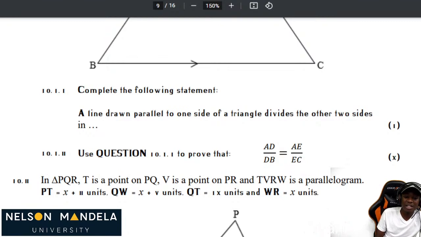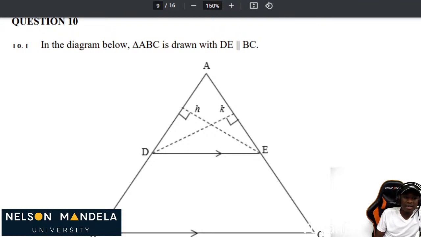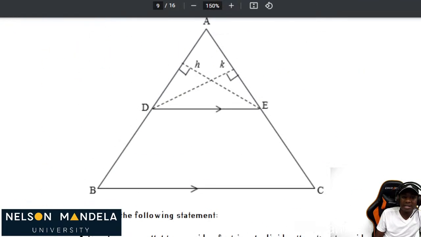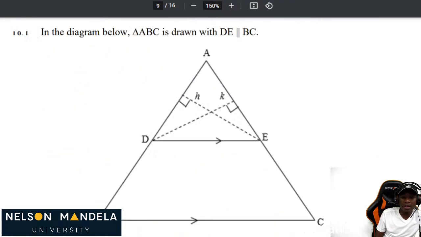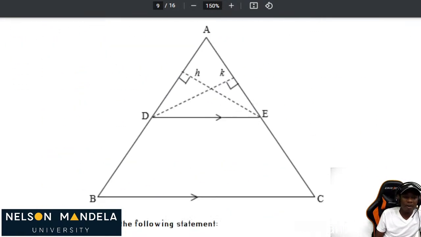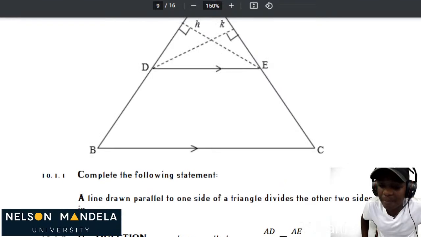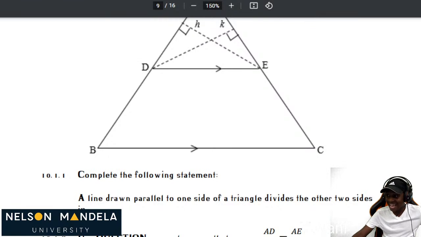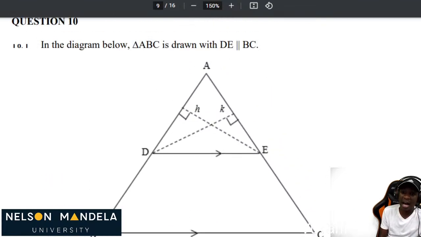Now they are saying that we use this theorem and prove that AD, where is our AD? AD over DB is equal to AE over EC. So how do you prove that? You prove that by the same method which we did earlier on. We look at both triangles, and they've already constructed heights for us, so that's easy for us.